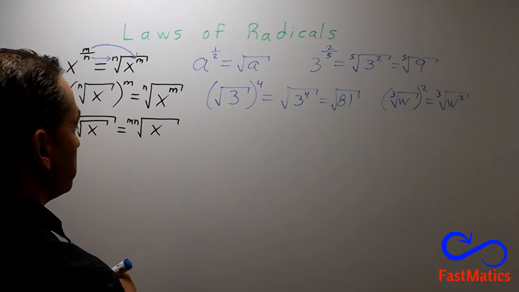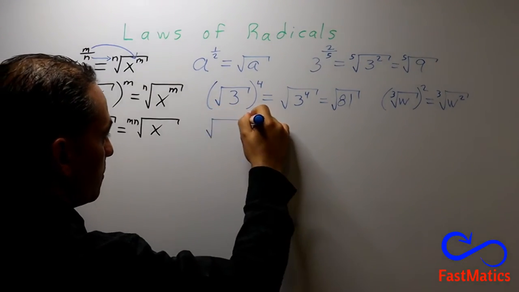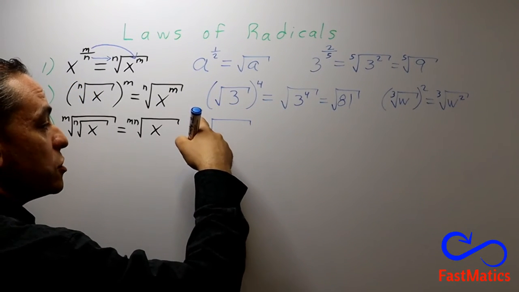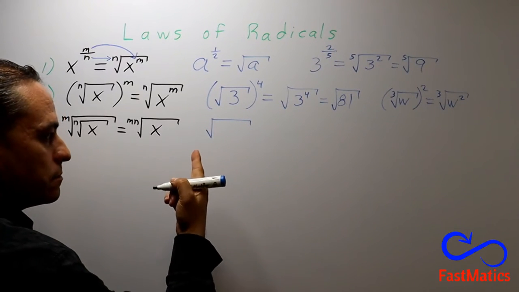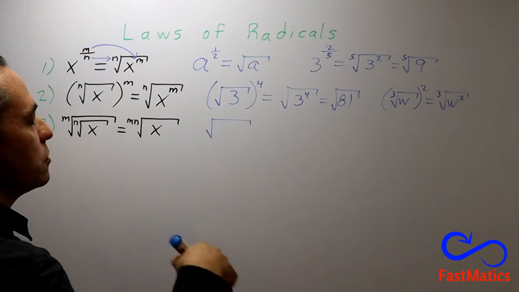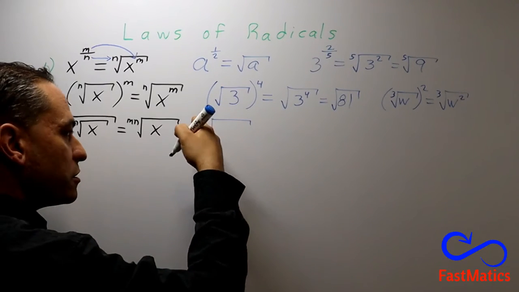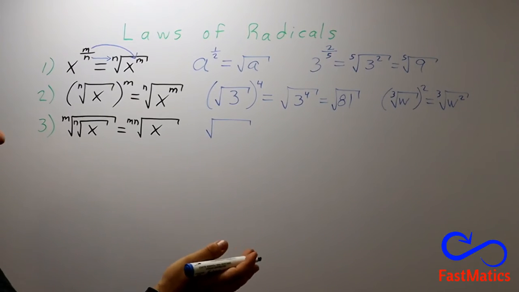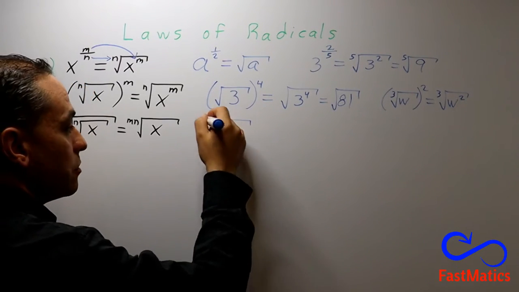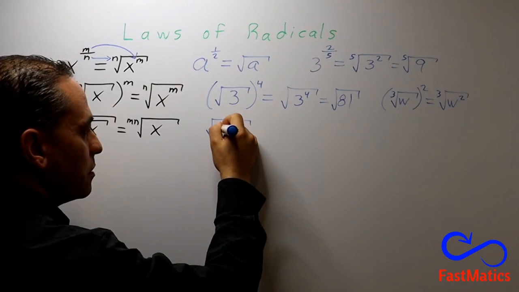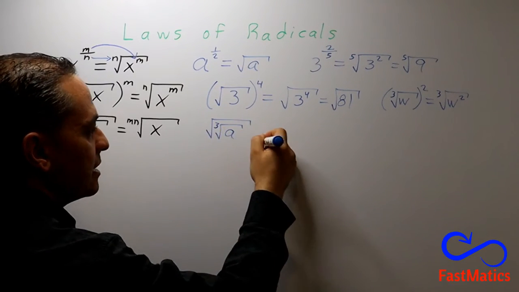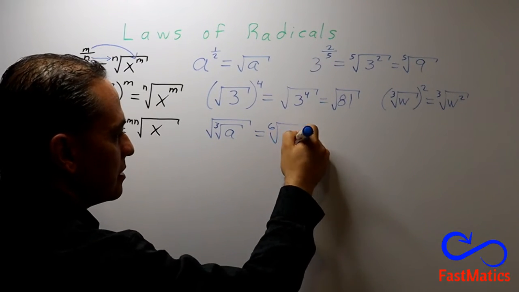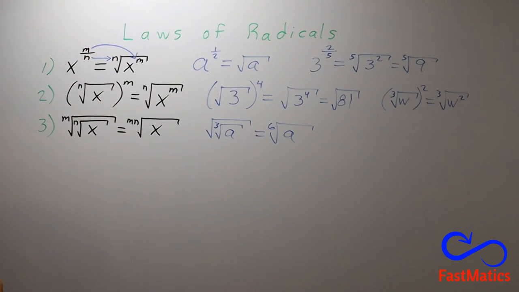For instance, the square root, remember that you are not going to write the 2 if it is a square root. If it is cube root, fourth root, etc., you are going to write the number, but here you don't write the number and you understand that it is a square root. So the square root of the cube root of a is 2 times 3, 6. The sixth root of a.